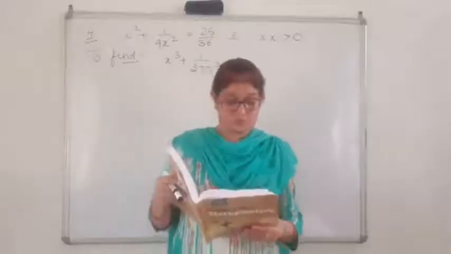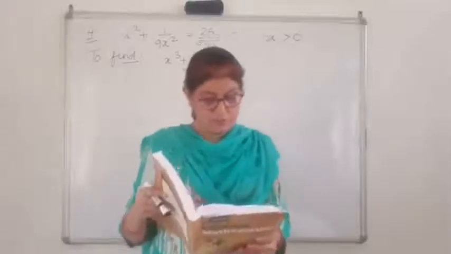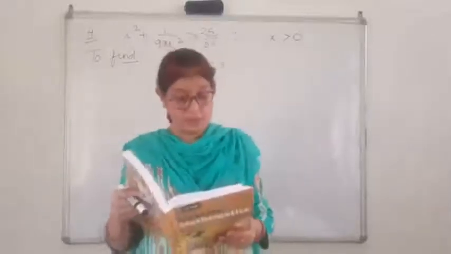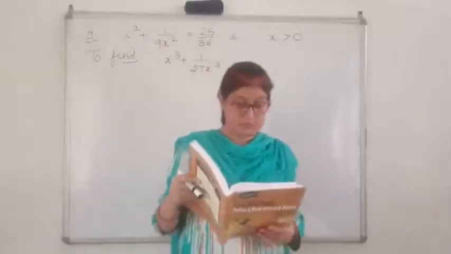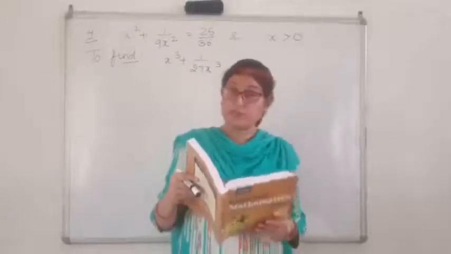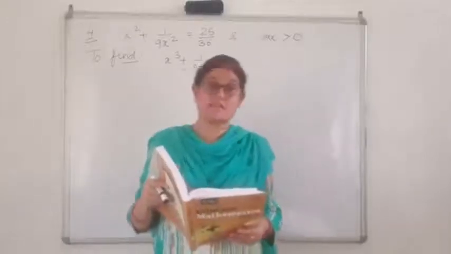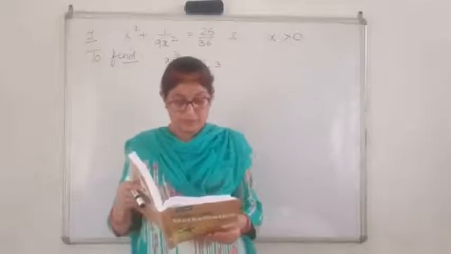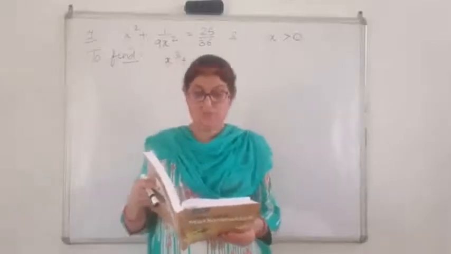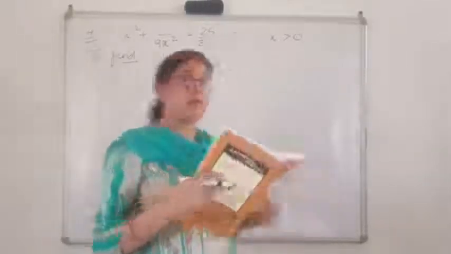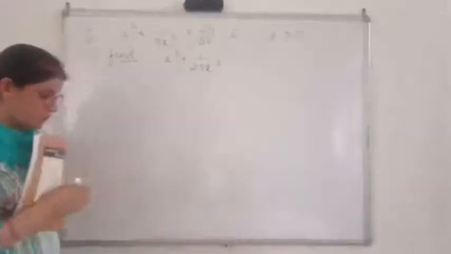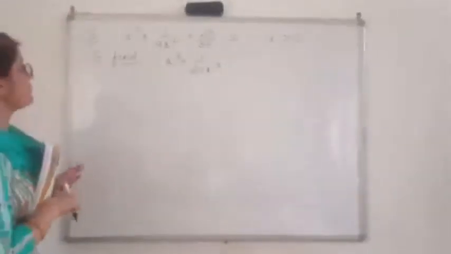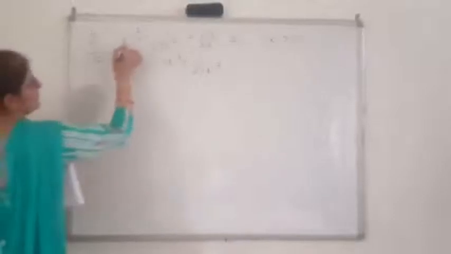Now question 4. In question number 4, the value of x square plus 1 upon 9x square is given as 25 upon 36. And one condition is given, x is greater than 0. You have to find the value of x cube plus 1 upon 27x cube. So what will we do? We will take this term first.